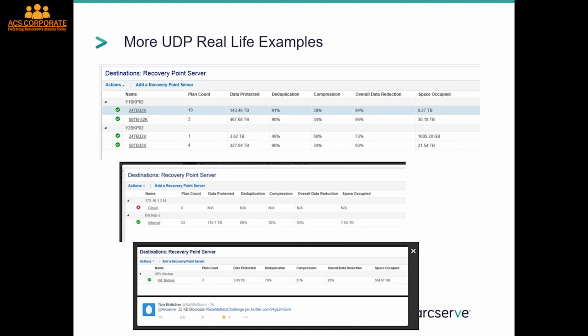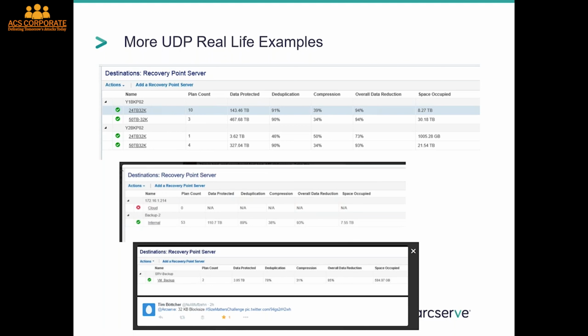Now, these are some more customers. We actually ran a Twitter competition last month where we were asking customers, UDP customers, to send in their Dedupe rates just to get a feel of what our customers are getting in the real world. And a lot of customers sent in screenshots showing their Dedupe ratios.